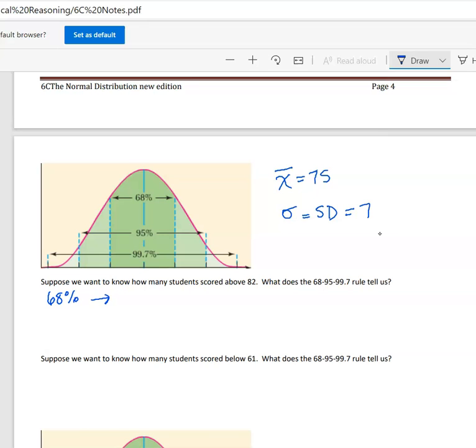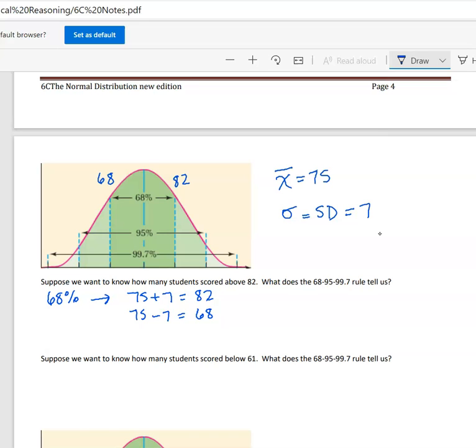then we would need to look at the scores that were 75 plus 7, and the scores that were 75 minus 7. This would give us our new range. 75 plus 7 is going to be 82. 75 minus 7 is going to be 68. And so we've got 82 and 68, a range in between those two scores.